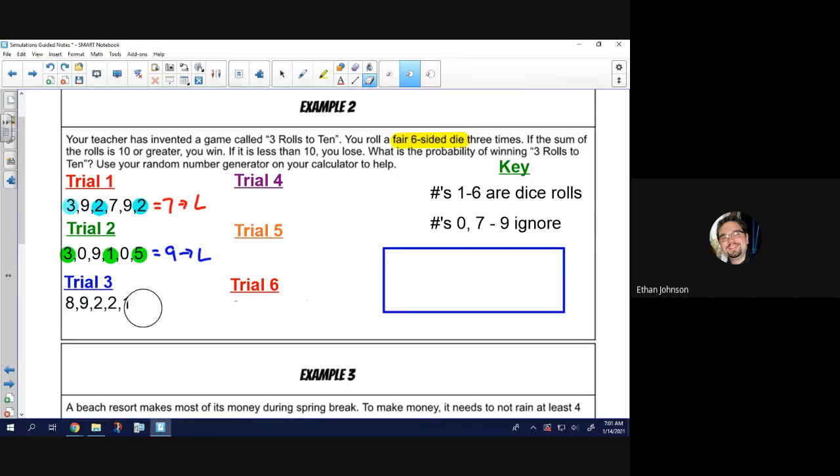My third trial, these were my numbers. The numbers that worked were 2, 2, and a 1. It ended up being 5, which is another loss.